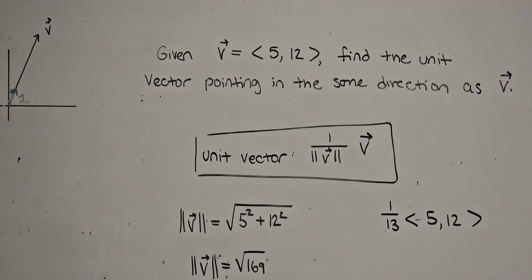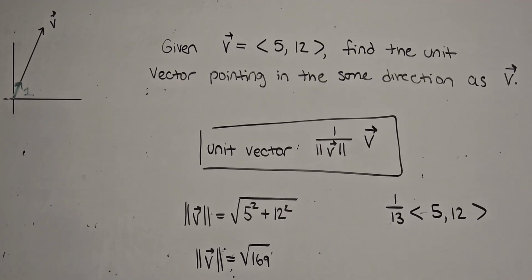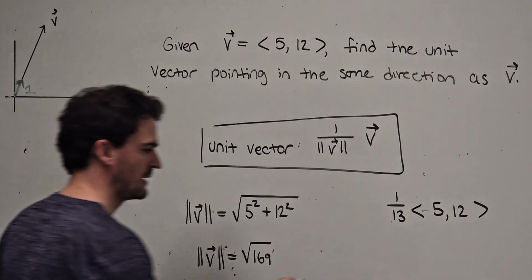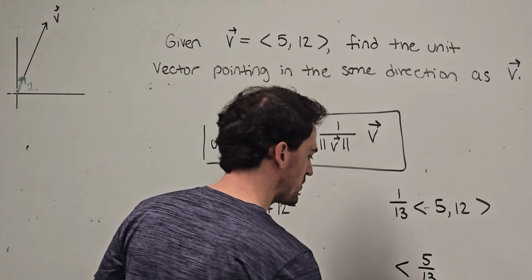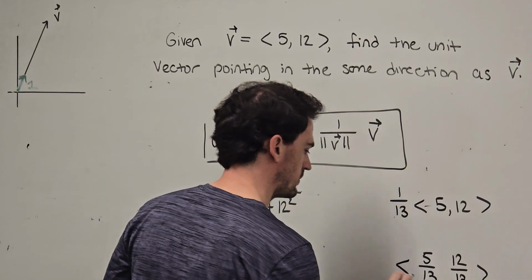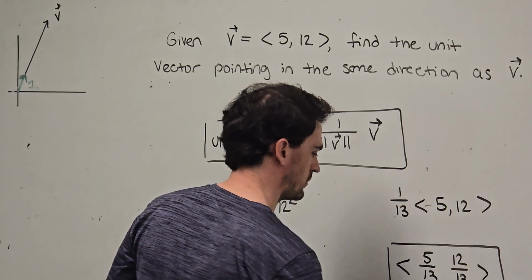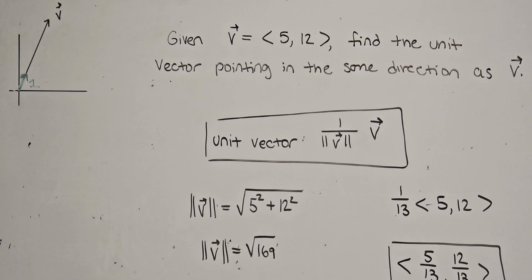So I want the vector that is 1/13 of the length. And the last thing that we want to do is just multiply through to each of the components. Nice. Makes sense. Questions?